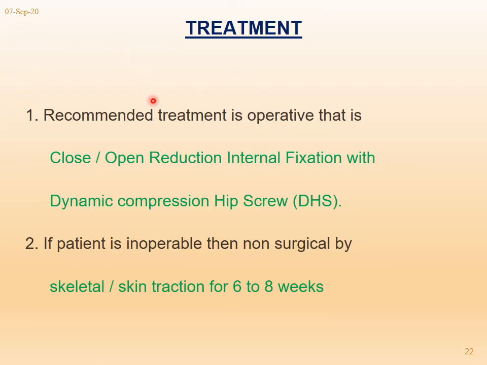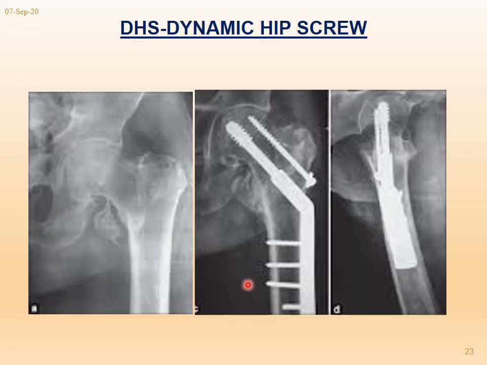Recommended treatment for restoration of anatomy is closed reduction, or sometimes open reduction and internal fixation. The more commonly used device for fixation is the DHS, dynamic hip screw. If the patient is inoperable or unfit for surgery, then we do skeletal traction or skin traction for 6 to 8 weeks.